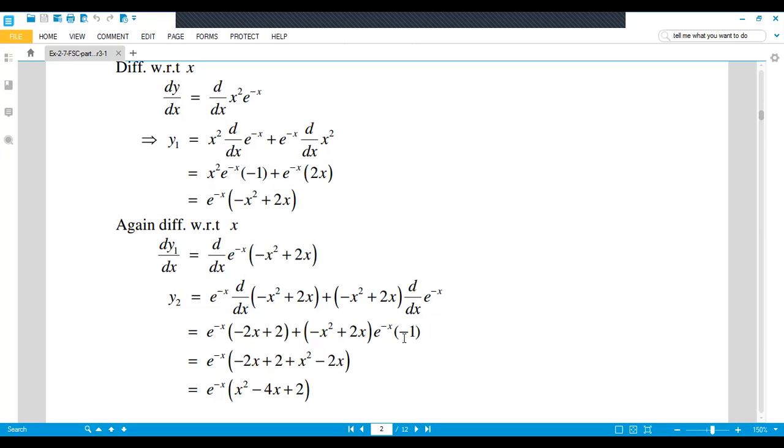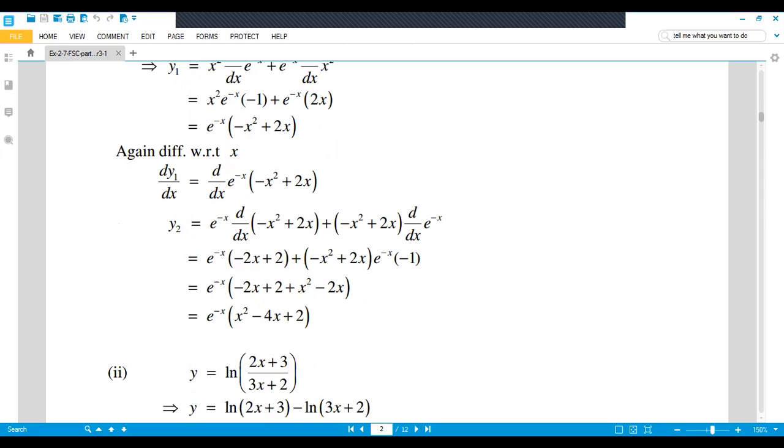Now if you check, e power minus x is common. So you take e power minus x common, so that is minus 2x plus 2, and this minus multiplied with this minus x square gives plus, and plus x square, multiplied with minus. So minus 2x is minus 4x, x square plus 2. So this is the required answer.